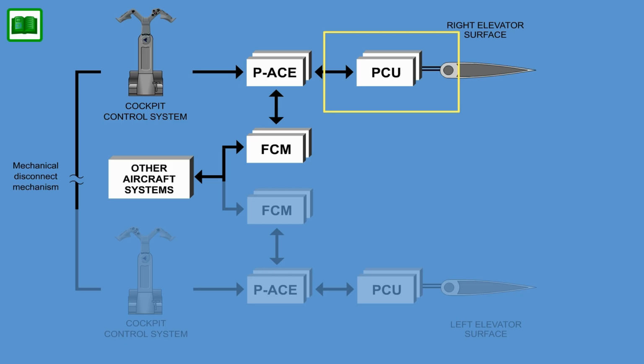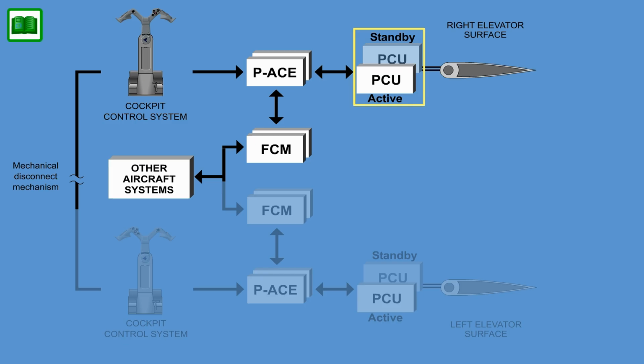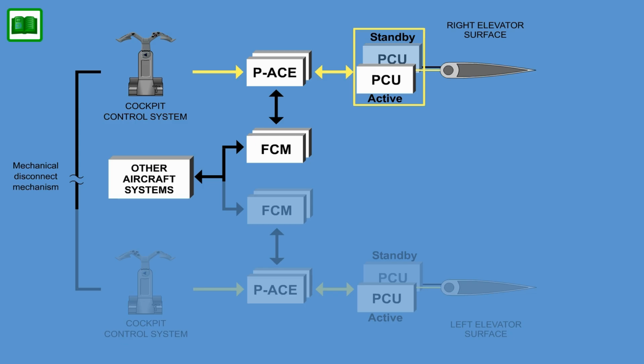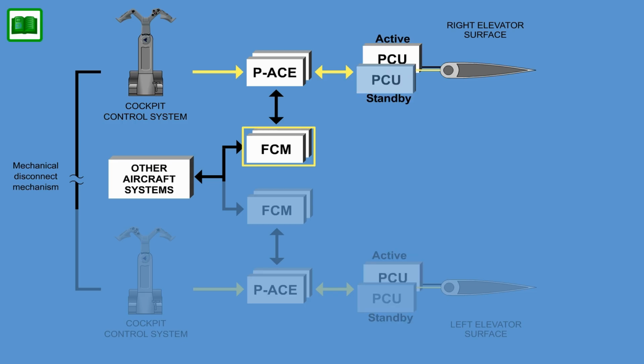The PCU pairs connected to each elevator surface operate in an active standby mode, resulting in one actuator being energized and actively controlling the surface, while the standby PCU acts as a hydraulic damper, also providing flutter protection. The active standby status of the PCUs is alternated by FCMs through the PCU units following the power-up on ground each day, or switched automatically when a failure is detected.